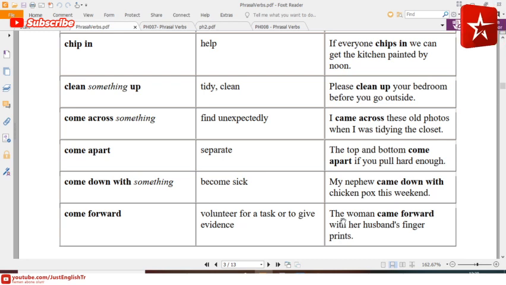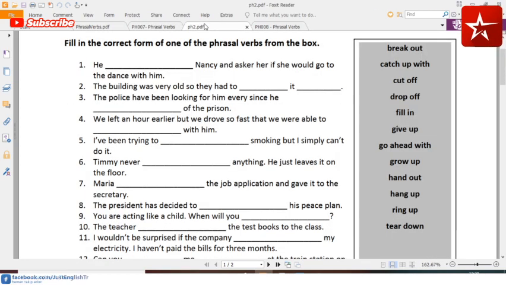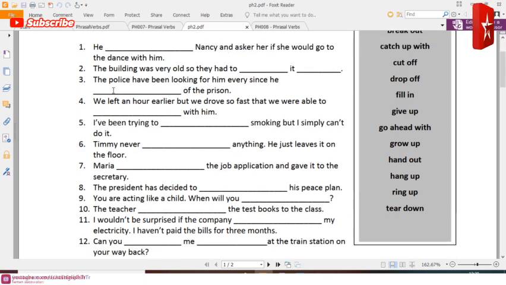Great. Okay guys, let's continue with some exercises related to these phrasal verbs, and in the second part we will continue with the rest of them. Firstly, let's do this one. Yes, let's continue with this one. Okay, we have 12 sentences and we have to use one of them.